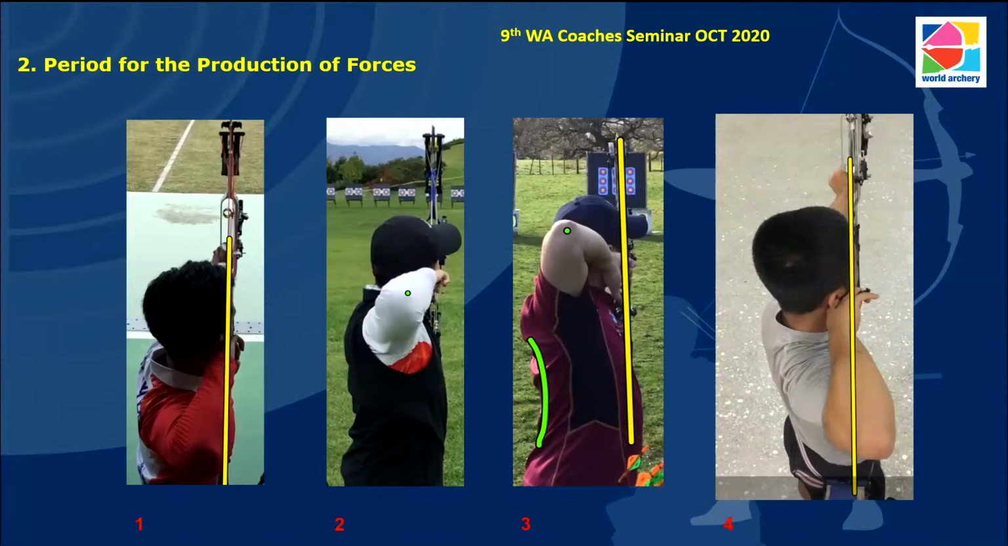Image number 3 is probably the most poor example of positioning. You'll see the archer arching their back, that elbow very high in space, and then very behind the string and the arrow. This can be very stressful.